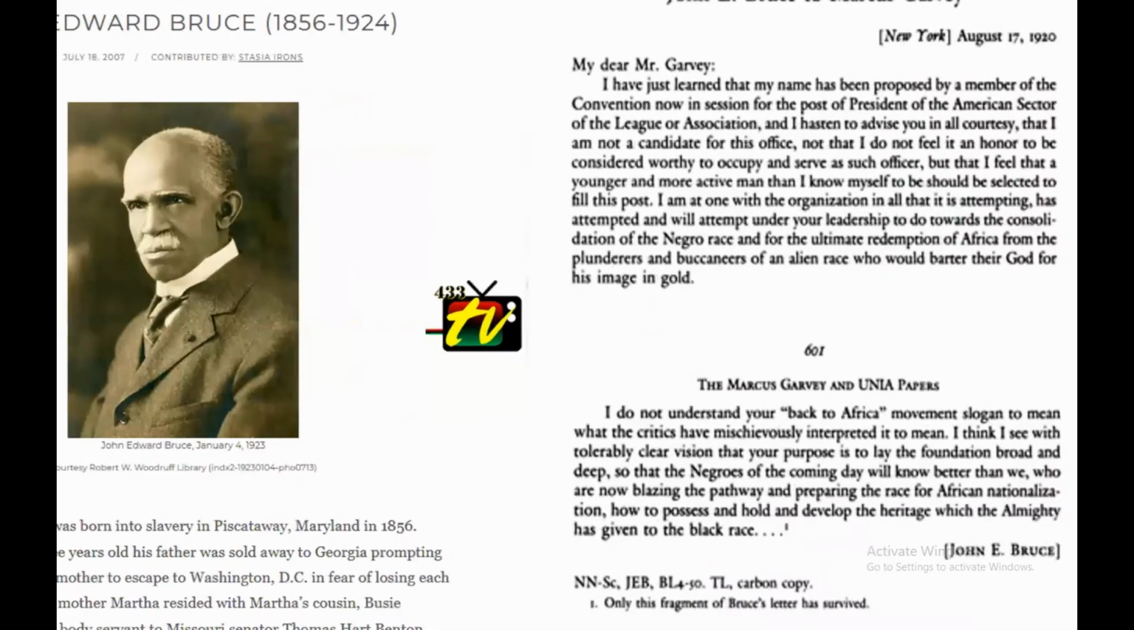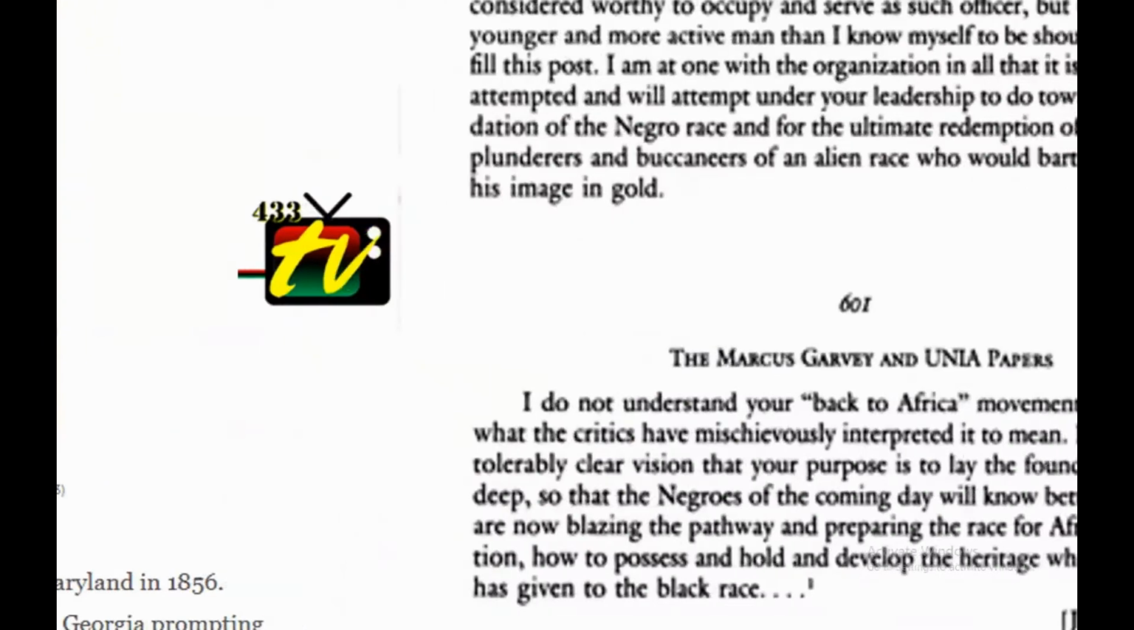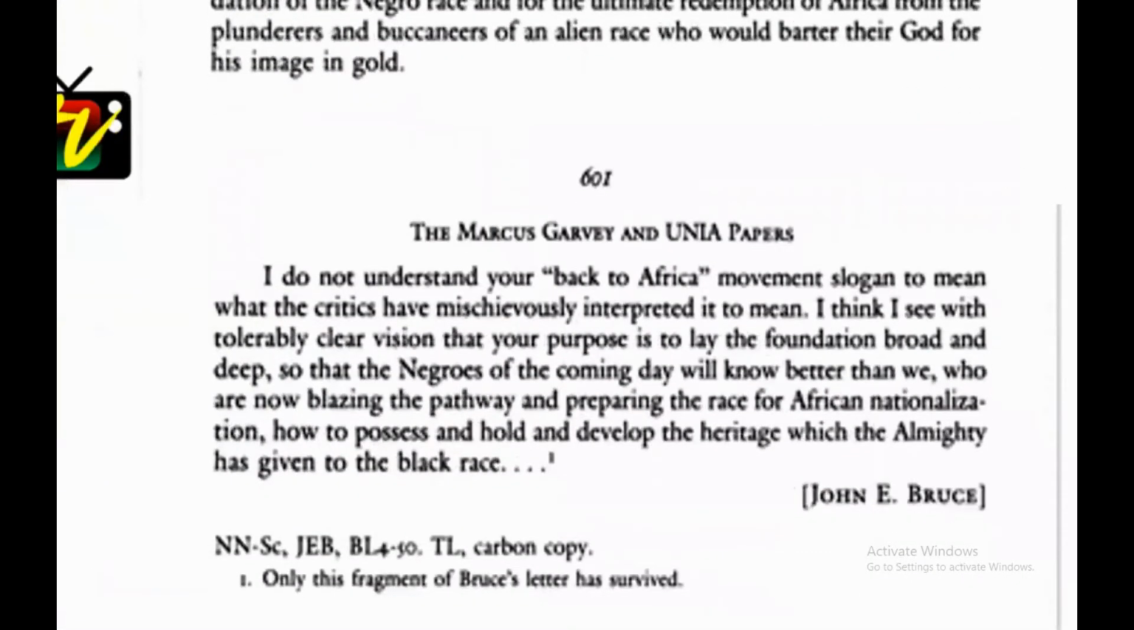Here over on the right, you see his own words. Okay. I do not understand your Back to Africa movement slogan to mean what the critics have mischievously interpreted it to mean. I think I see with tolerably clear vision that your purpose is to lay the foundation broad and deep so that the Negroes of the coming day will know better than we, who are now blazing the pathway and preparing the race for African nationalization, how to possess and hold and develop the heritage which the Almighty has given to the Black race.